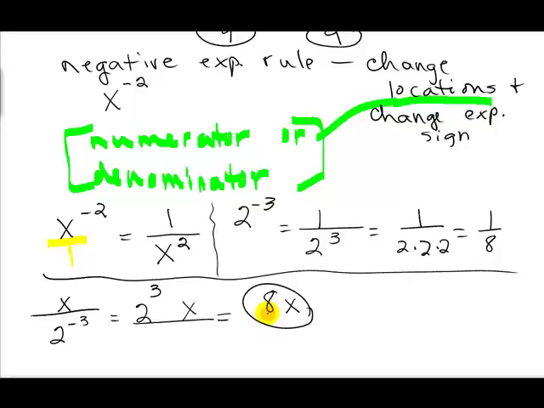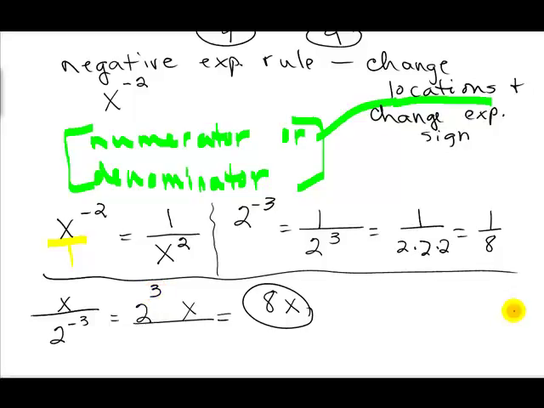So remember, if it has a negative exponent, we're going to change locations. We're talking about the numerator or the denominator, and change the exponent sign. So if it was negative in the numerator, it'll be positive in the denominator. Negative in the denominator, positive in the numerator.